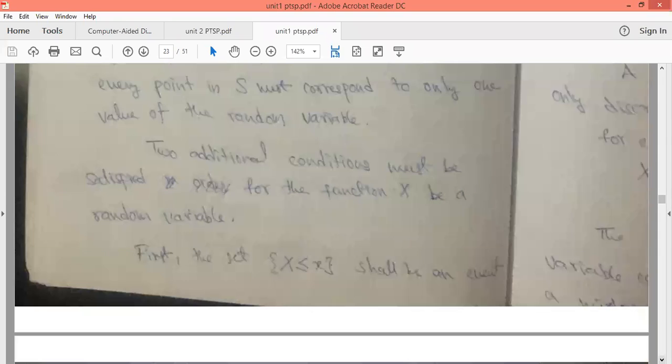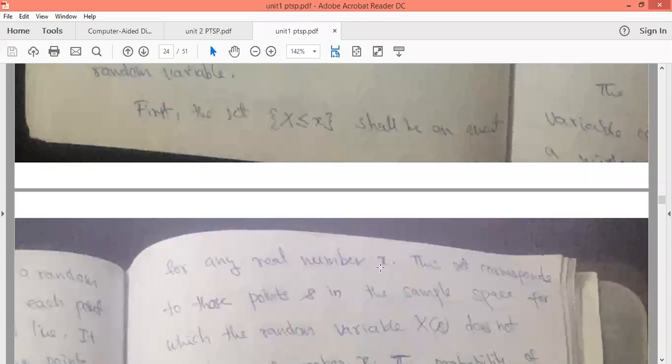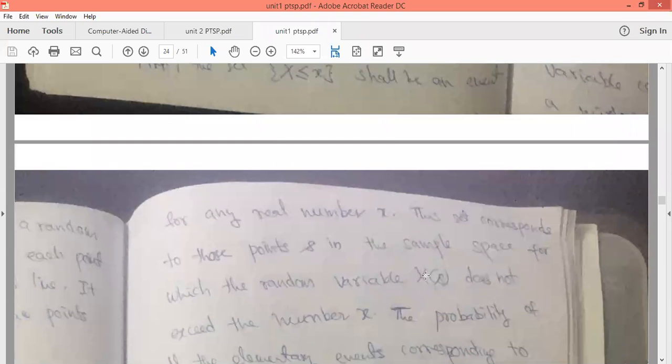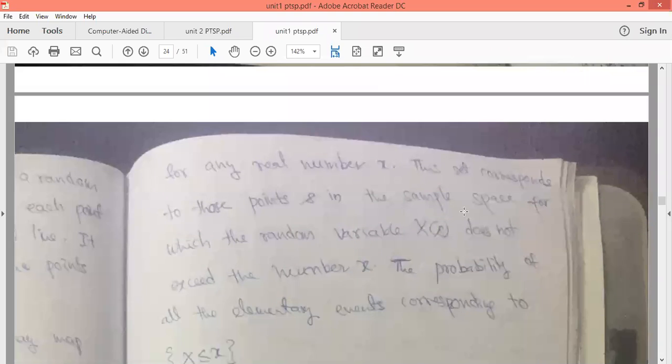The second condition is that, for example, we have the sample space, and {X ≤ x} must be an event for any real number x. Okay, then what happens here? This set corresponds to those points s in the sample space for which the random variable X(s) does not exceed the number x. It means that if your set has x number of elements, the random variable X(s) also does not exceed the number of elements in x.